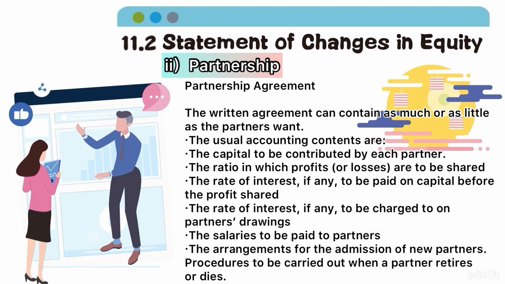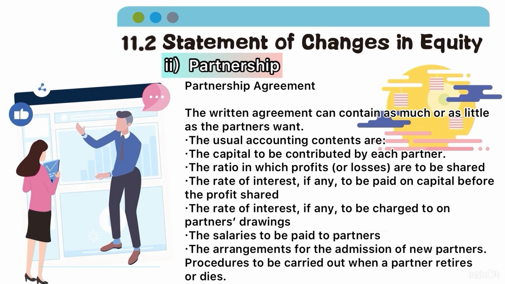Second, partnership. Partnership agreement. The written agreement can contain as much or as little as the partners want. The usual accounting contents are: 1. The capital to be contributed by each partner. 2. The ratio in which profits, or losses, are to be shared. 3. The rate of interest, if any, to be paid on capital before the profit is shared.